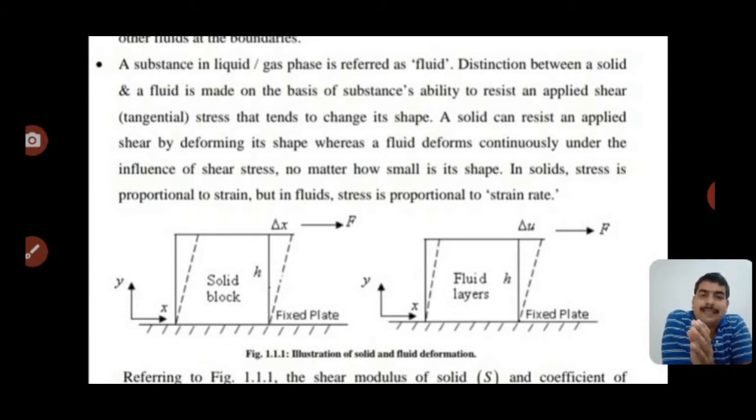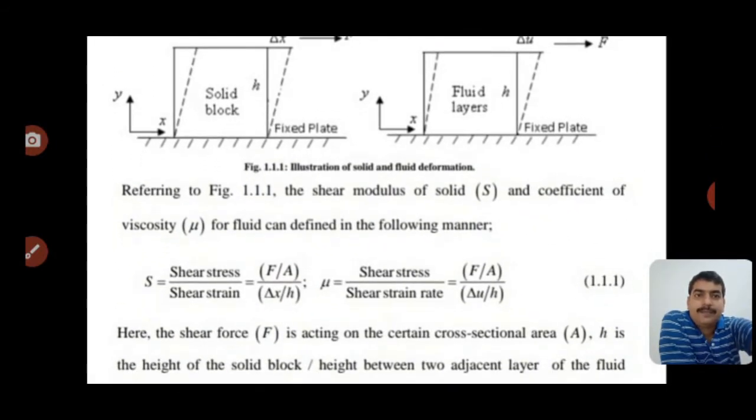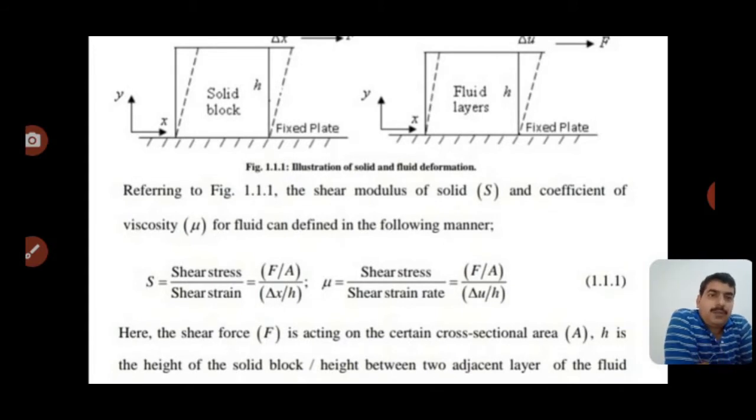Solid category is different, but the fluid category is very different. Now we show in mathematical terms the stresses developed on contact of the solid surface or fixed plate surface with respect to the fluid as well as the solid blocks. The viscosity mu is governed between the solid plate and the liquid.